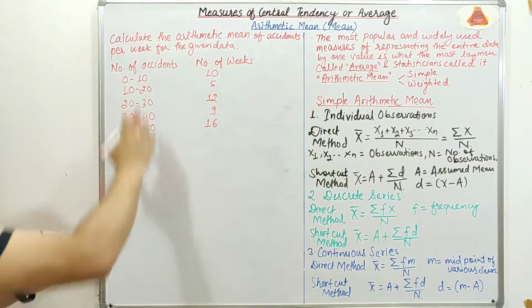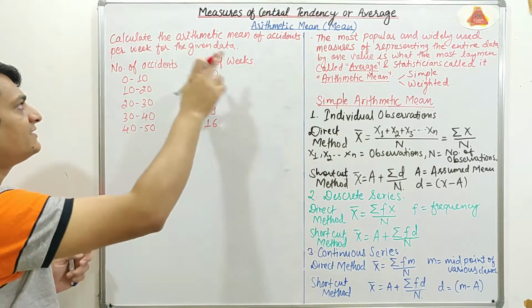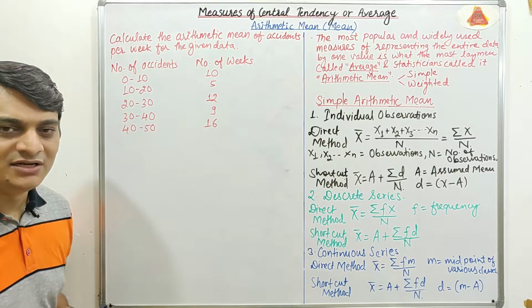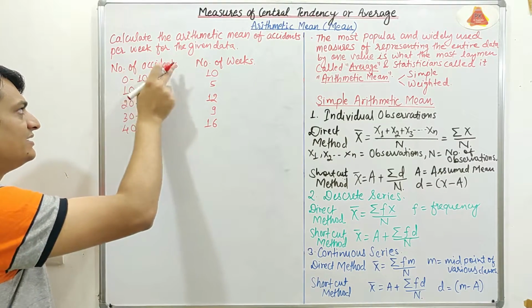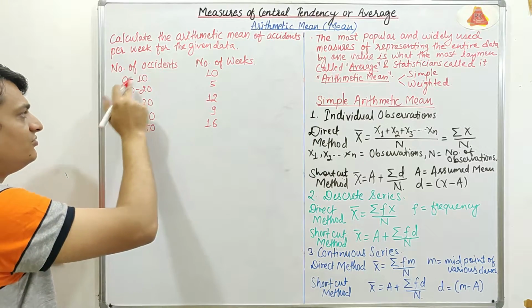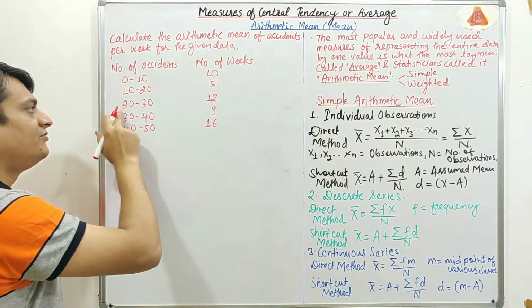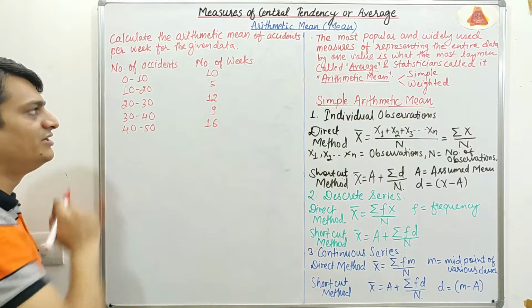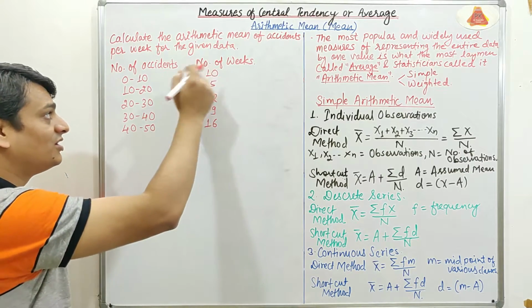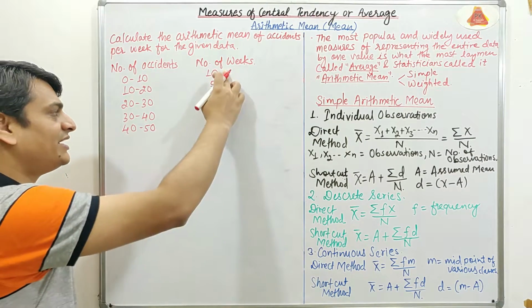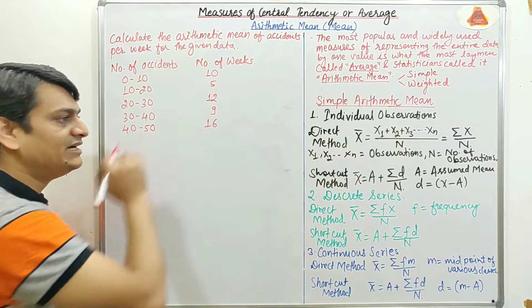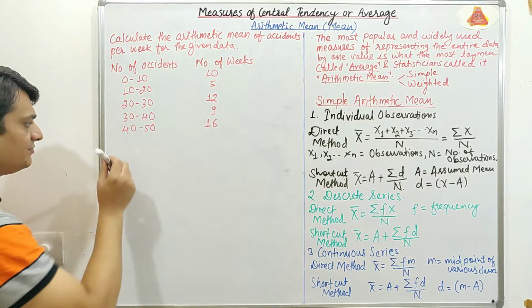So the question is: calculate the arithmetic mean of accidents per week for the given data. In the first column, the number of accidents is given, which is 0 to 10, then 10 to 20, 20 to 30, 30 to 40 and 40 to 50. In the second column, the number of weeks is given, that is 10, 5, 12, 9 and 16. Now coming to the solution.